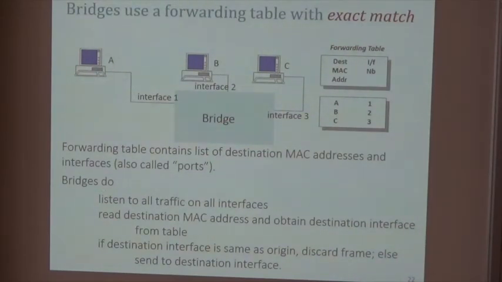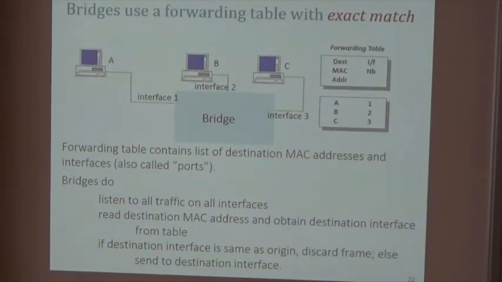First, it listens to all traffic on each of its ports. So sometimes we say that the bridge is promiscuous. This is what you do when you use a packet sniffer. You listen to all traffic, not necessarily yours. So a switch does the same. All packets that come on all ports are copied to the input buffer. Then you inspect the packet to find what is the destination MAC address.